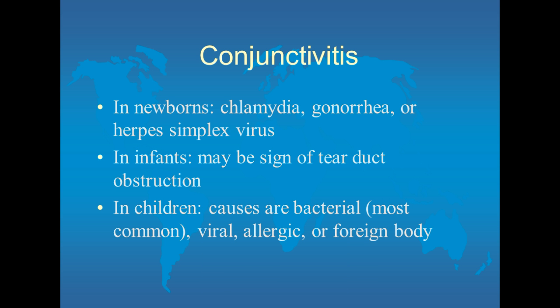Conjunctivitis is common. In newborns, you see it. In maternity, it's caused by chlamydia, gonorrhea, or herpes simplex virus. In infants, it may be a sign of tear duct obstruction, though usually that's when there's no yellow or greenish colored pus or exudate from the eyes. The eyes don't tend to get crusty and goopy.